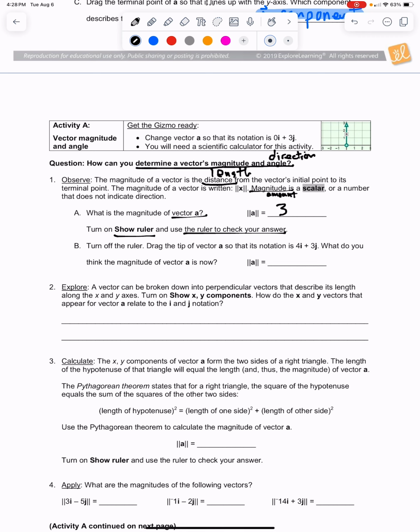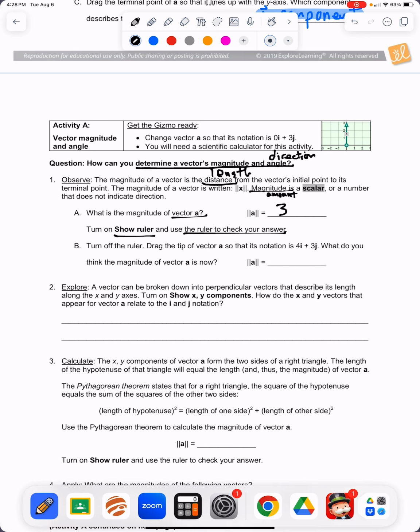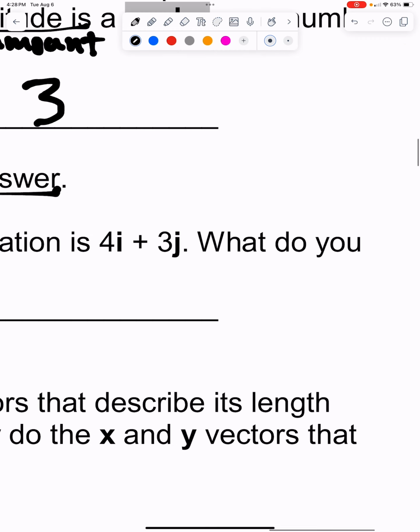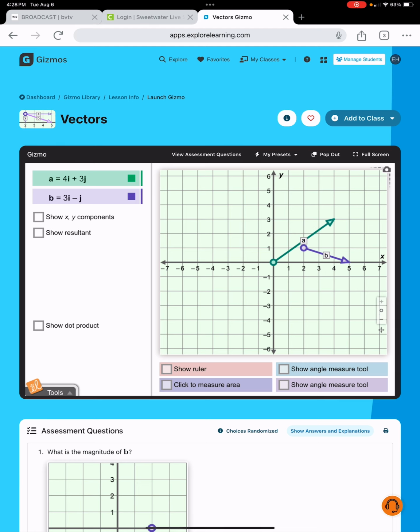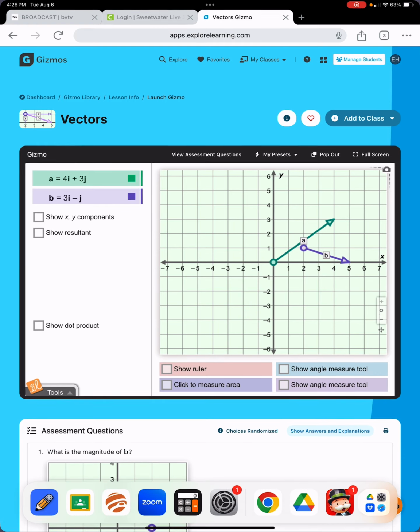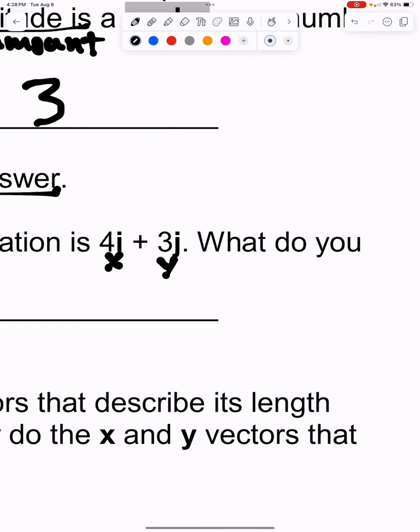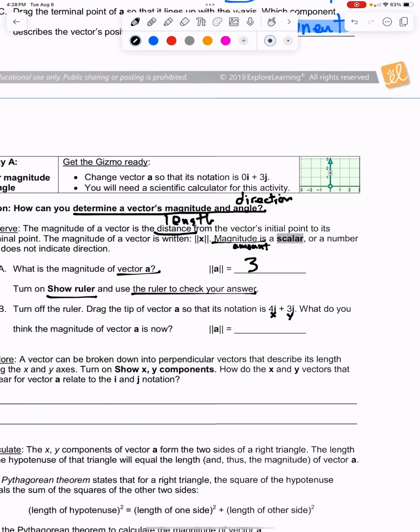It says turn off the ruler. Drag the tip of A so that its notation is 4i plus 3j. That means 4 units in the x direction, 3 units in the y direction. Like that. And you can see it says 4i plus 3j in the upper left-hand corner. Okay, what would be the magnitude of A now?